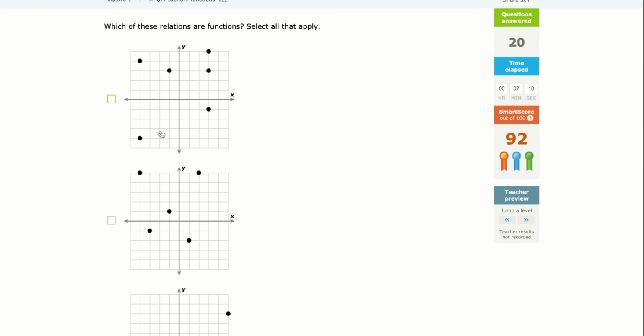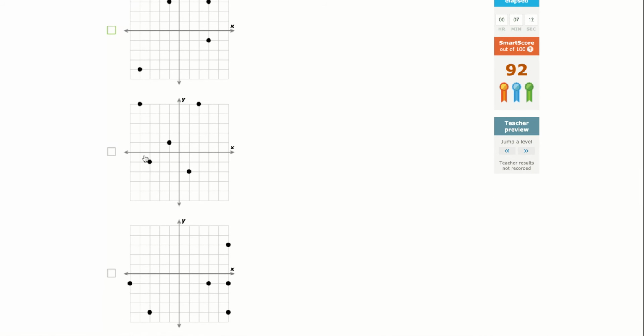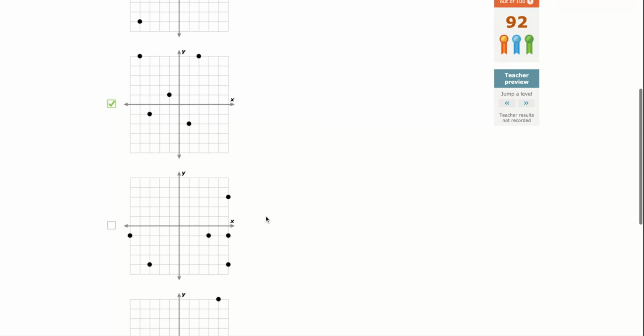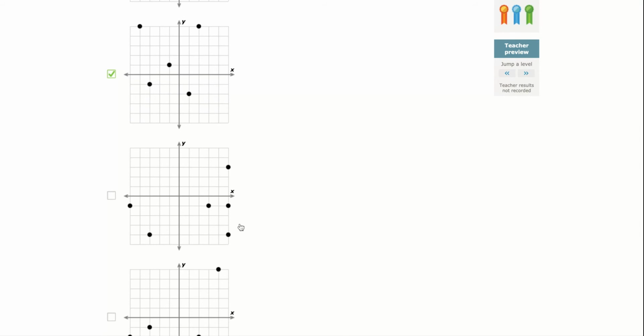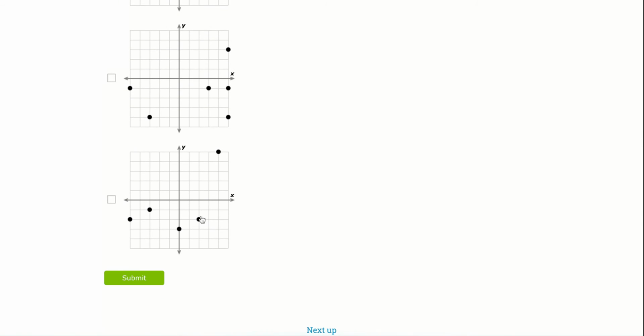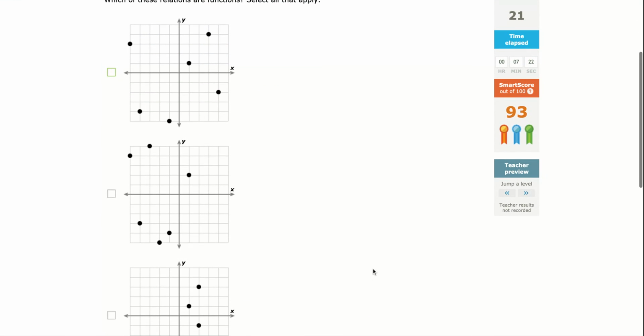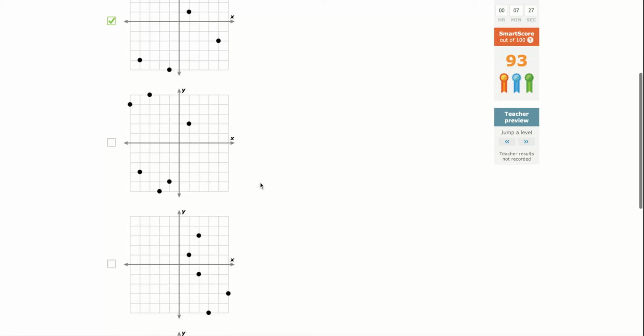2 points lined up vertically. It's not a function. I don't see any points lined up vertically, so that's a function. Lots of points lined up vertically, not a function. I don't see any points lined up vertically on that graph, so it's a function. I don't see any points lined up vertically. It's a function.